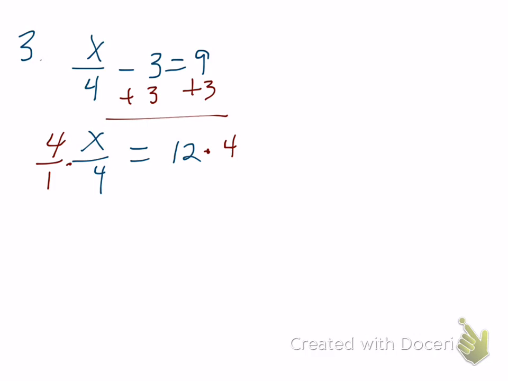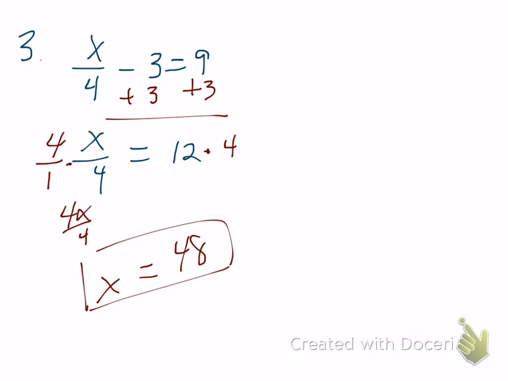So if we multiply each side by 4, notice here you get 4x over 4, which is just going to end up being x. On the other side you get 48. So here x is equal to 48. Let's do another problem.